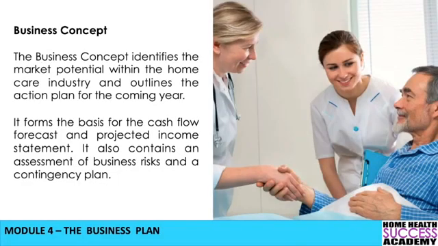The business concept identifies the market potential within the home care industry and outlines the action plan for the coming year. It forms the basis of the cash flow forecast and projected income statements. It also contains an assessment of business risks and a contingency plan. Let's say, for example, you're not able to meet your goals. Do you have backup securities? Do you have backup measures that will keep your company afloat if anything happens, like difficulties finding clients, or difficulties finding the right people to provide services to your clients? You need to have that aspect in your contingency plan.